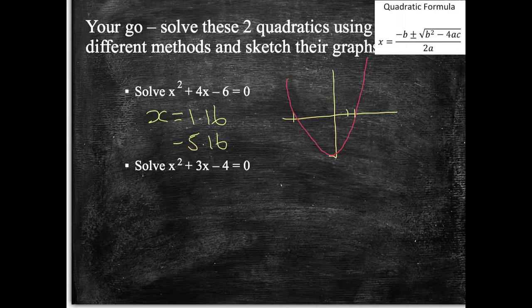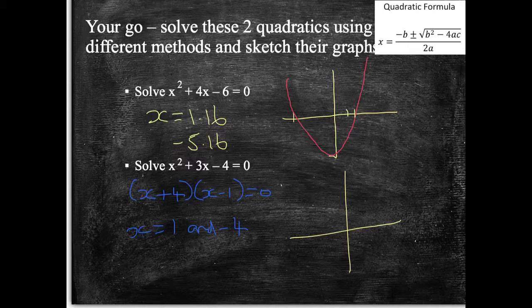And the second one, hopefully you spotted that you could do it by inspection. If you were factorising it, your brackets would look like x plus 4 and x minus 1. So x equals 1 and minus 4. And again, a quick sketch of the graph shows that it would cross at 1 and minus 4 and goes down to minus 4 as well. So we can say we've got minus 4 here, 1 here, minus 4 down there, and again, a nice positive quadratic graph.